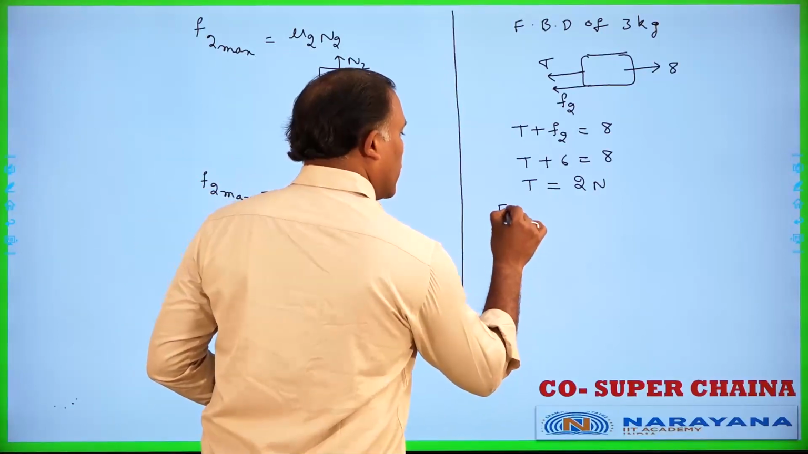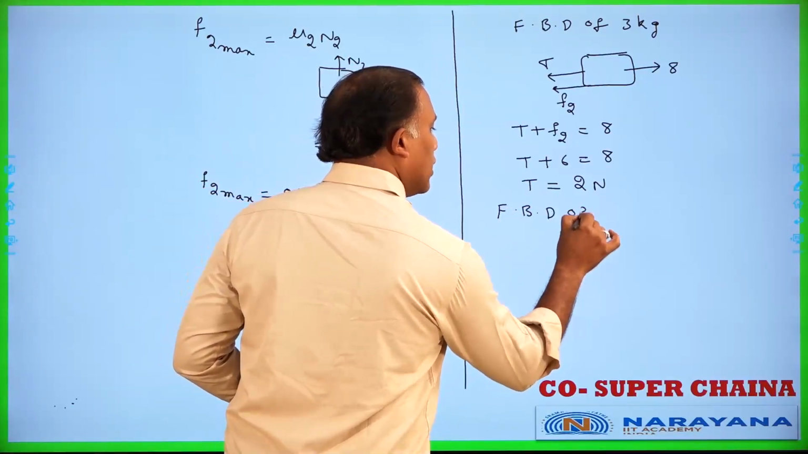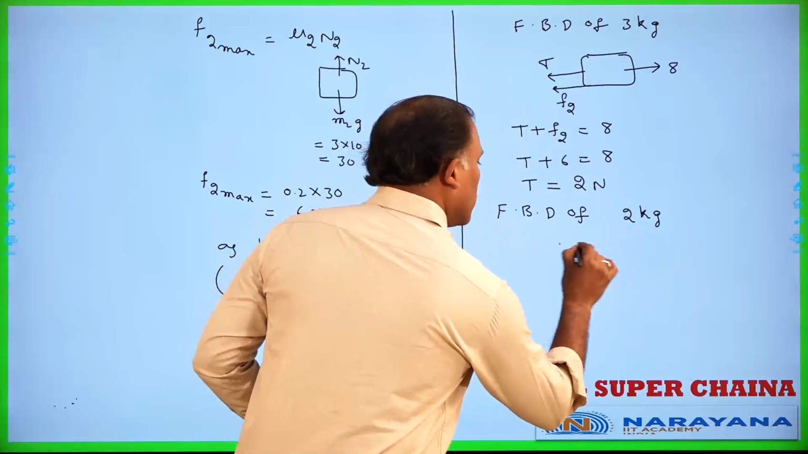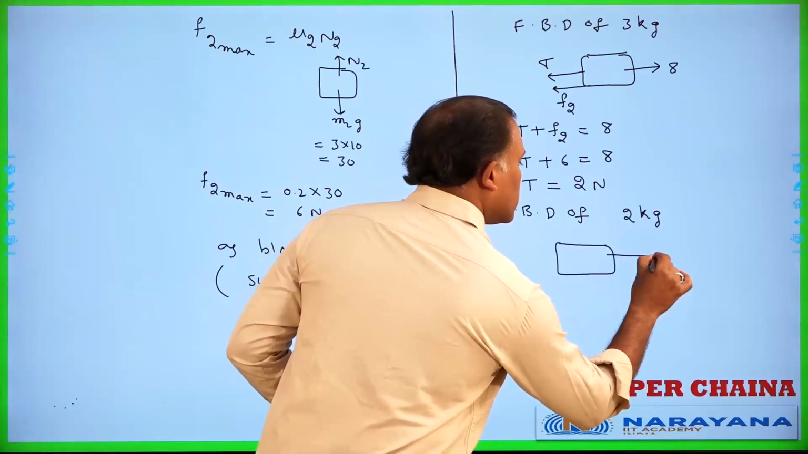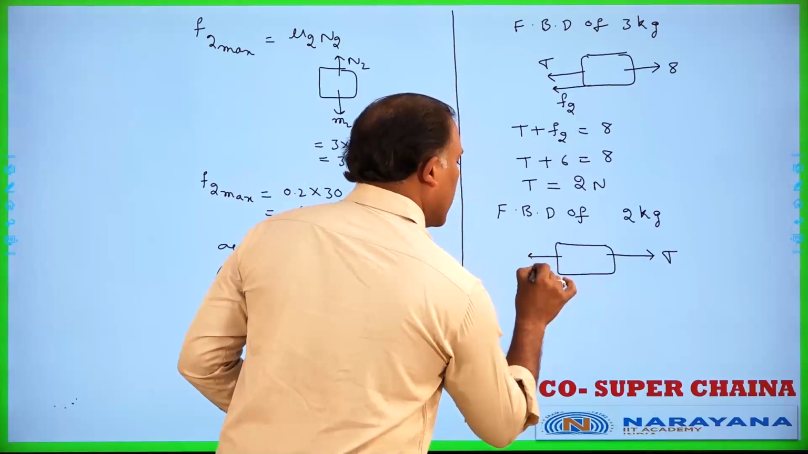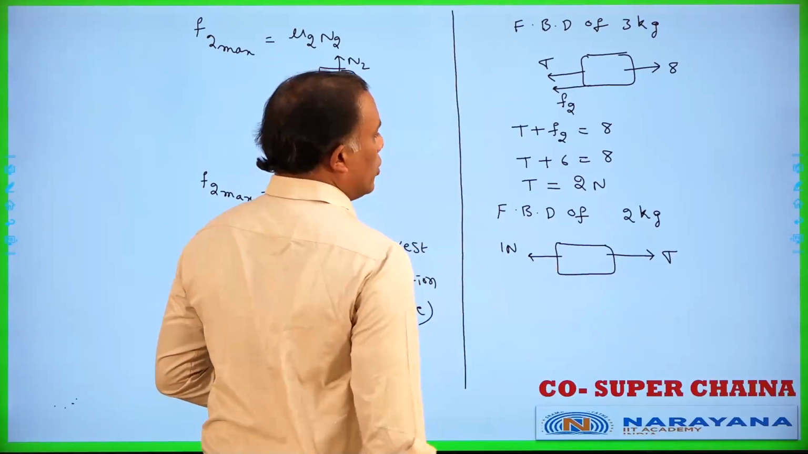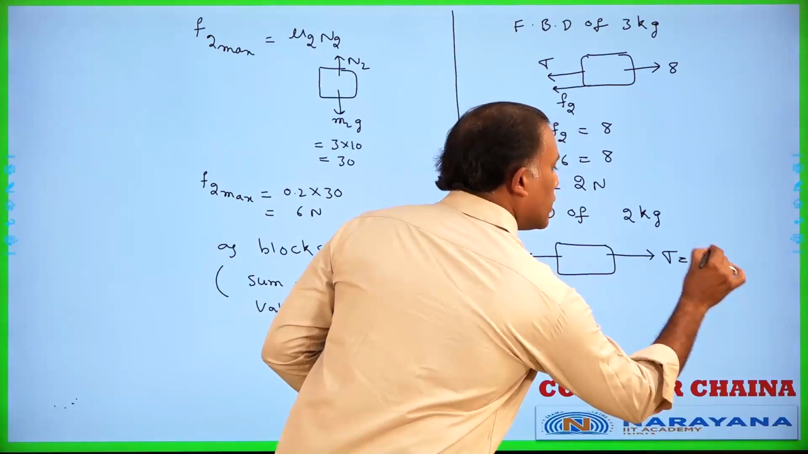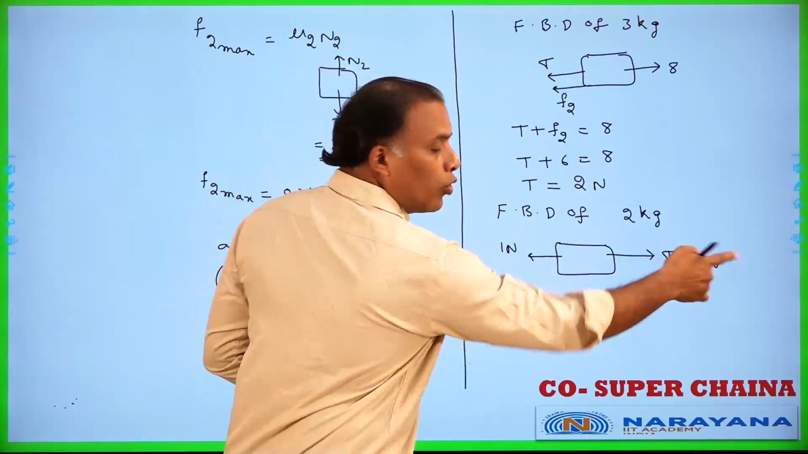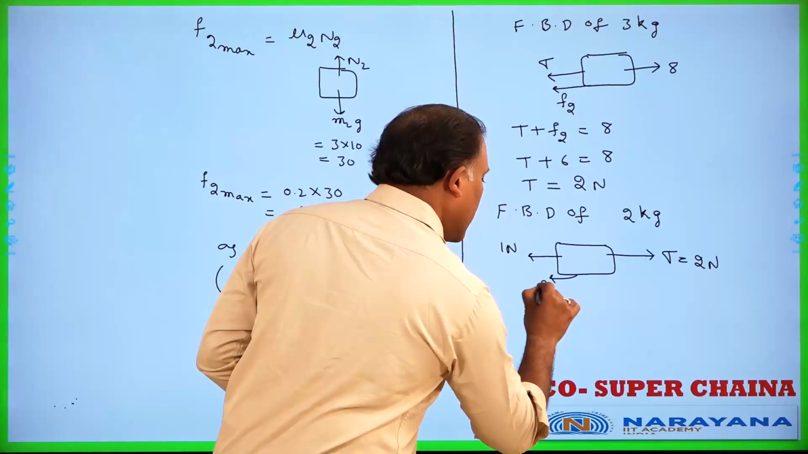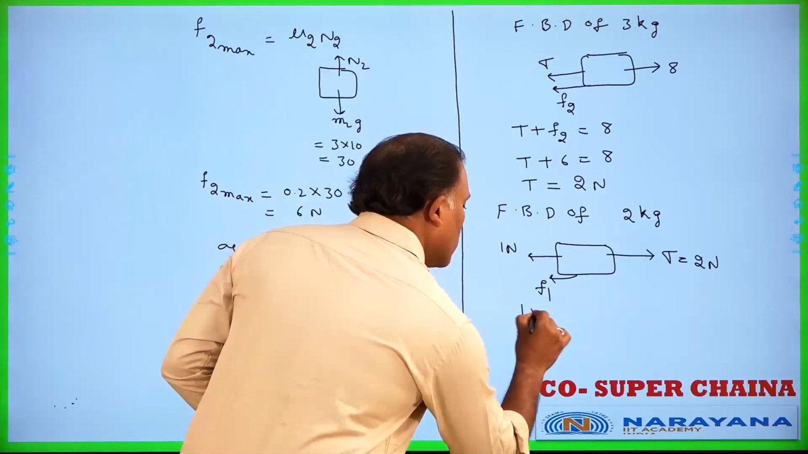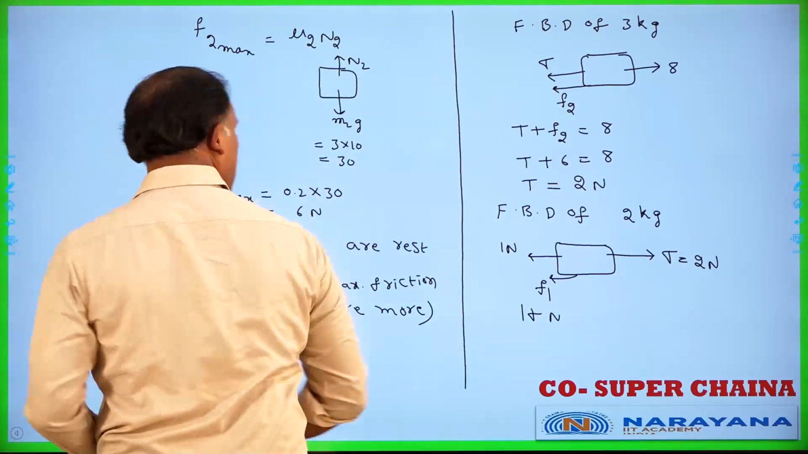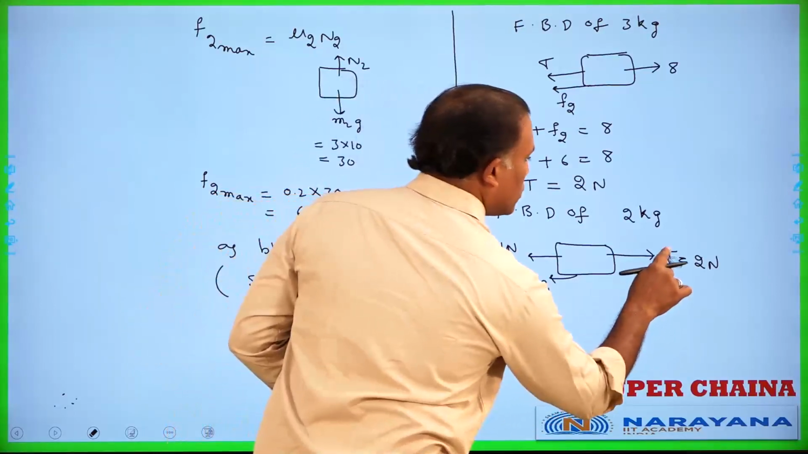Now I want the FBD of the 2 kg block. See here, on the 2 kg block, this side tension T and this side 1 Newton force applied. The tension value calculated already is T equal to 2 Newton, and this side 1 Newton. So this side is the dominating force, then friction will act this side. So what can I write? 1 plus F1 I should write.